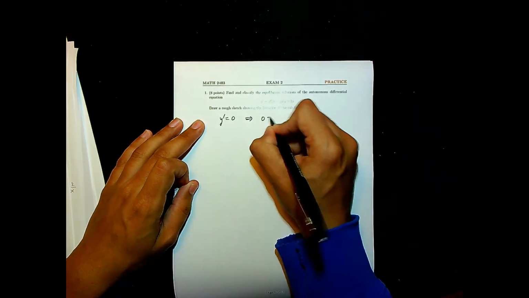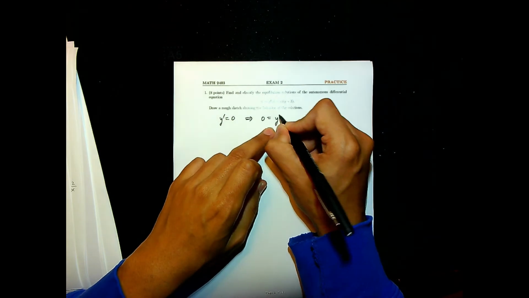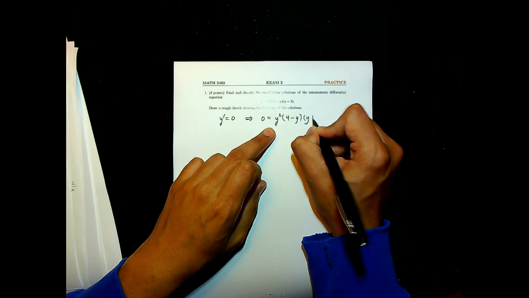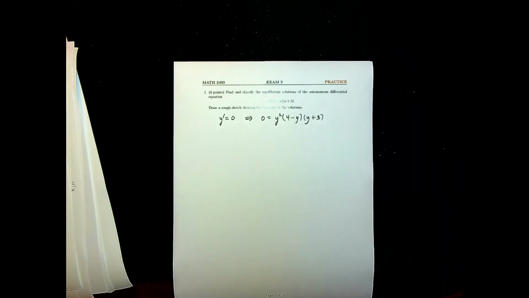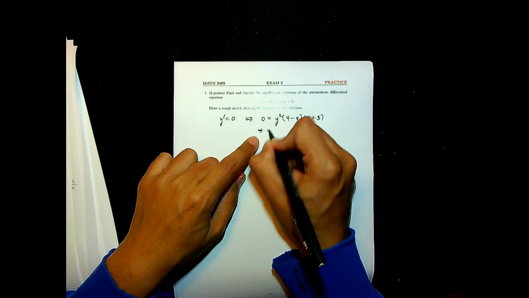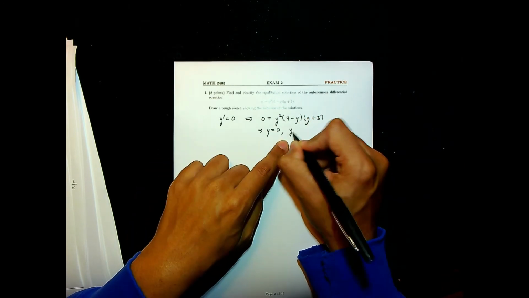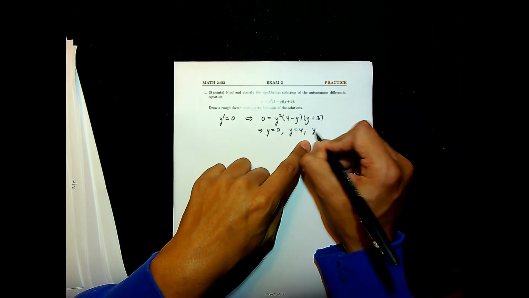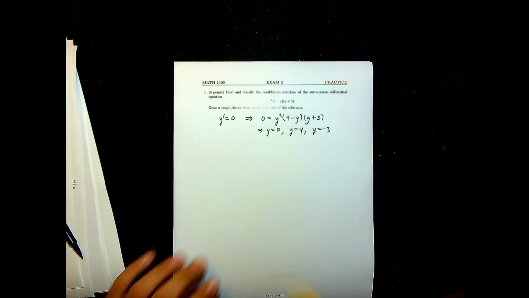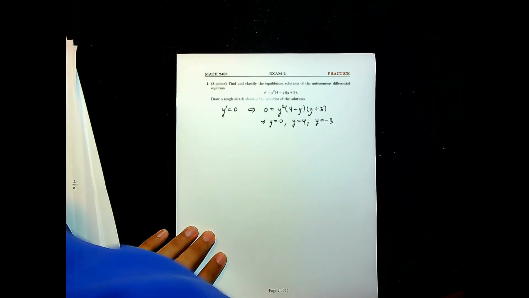So this is 0 equals y squared times 4 minus y times y plus 3. Solving that is easy. That means that y could be 0, y could be 4, or y could be negative 3. All right, so those are the equilibrium solutions. Now we're going to draw a sketch with these three equilibrium solutions.